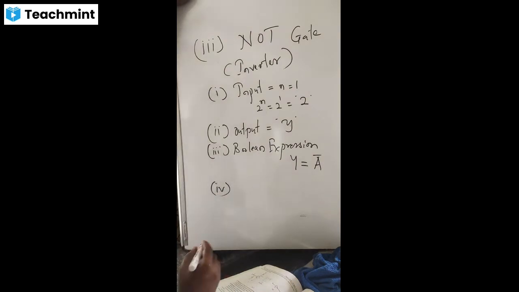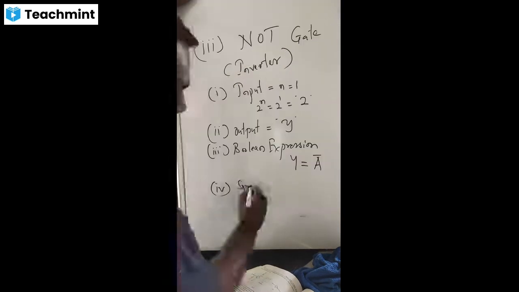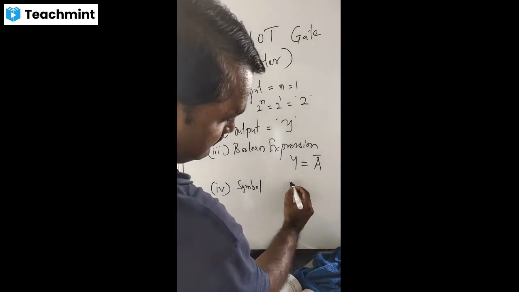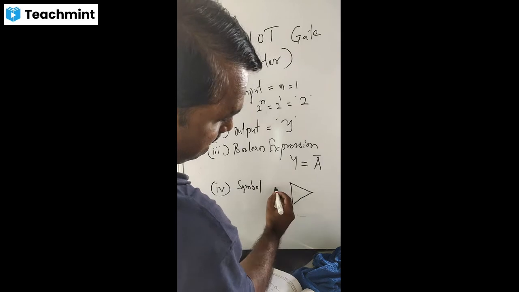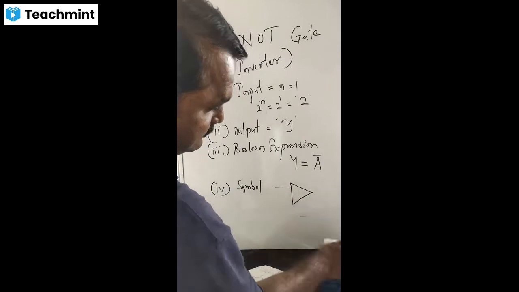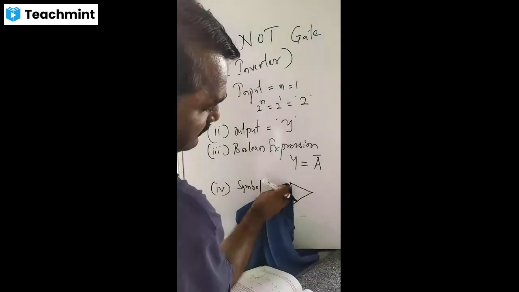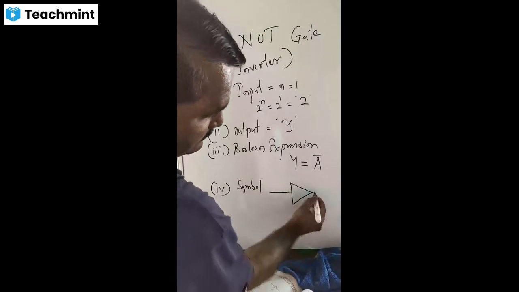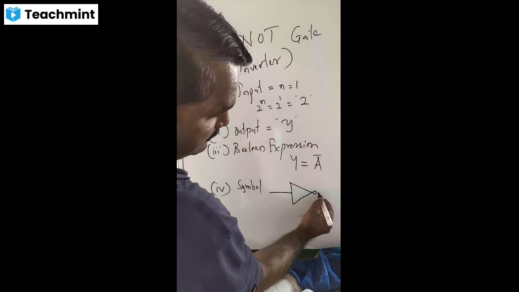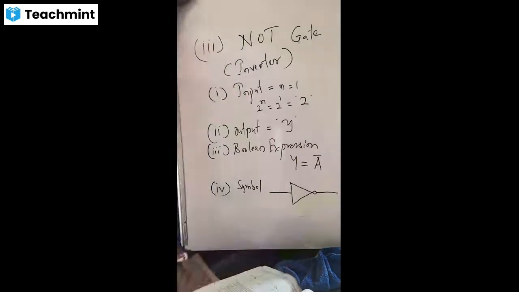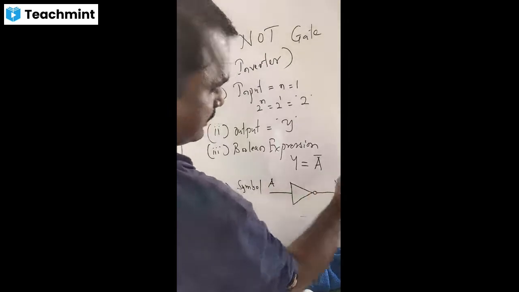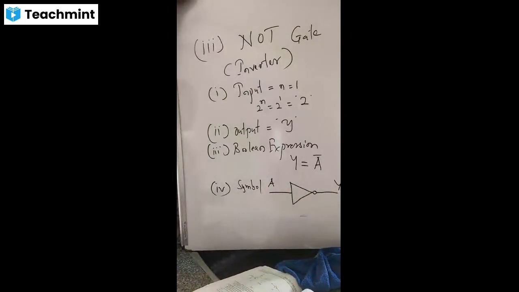Then symbol. So you should draw a neat triangle. Since I had only one input, draw at the center. One input, and then you are going to have a small bubble. So this is A, this is Y.